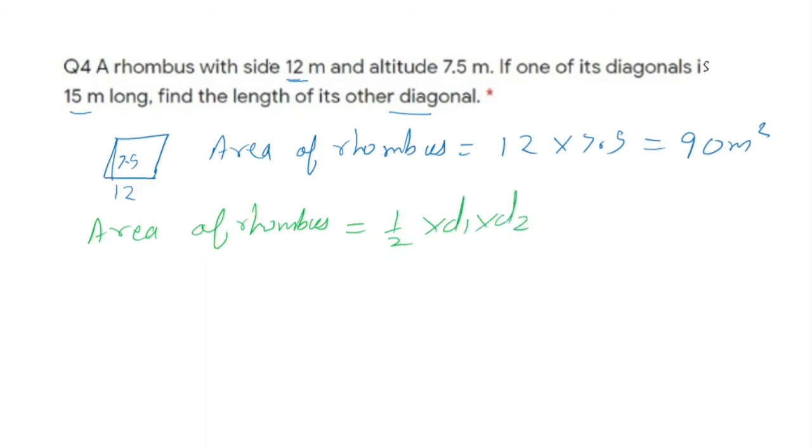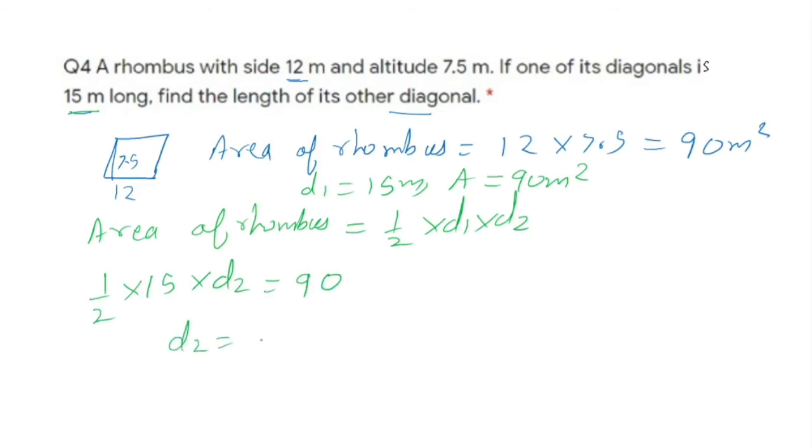So here one of the diagonals is 15 meters. So you have d1 is equal to 15 meter. You have the area already, you know it is 90 meters square, you have calculated. So let's substitute. So half into d1 was 15, d2 you don't know, we write it as it is, and 90 meters square is the area. So d2 we keep here.